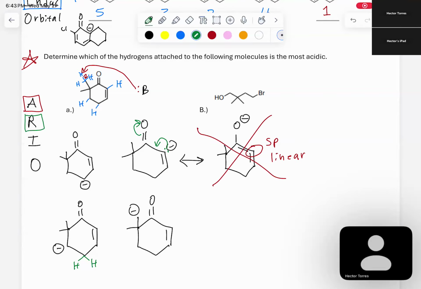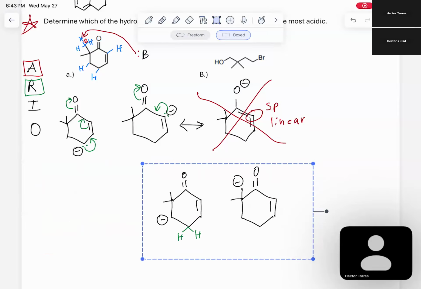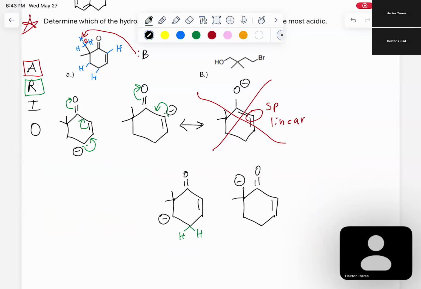Now let's check the last one. I'm going to move this a little bit just so I can get to those lone pairs. Okay, and this one, it can resonate right here. Move this over here, move this onto the oxygen. I'm going to give myself a little more room. I'm going to move these over here. So I have the resonance structure for this one.